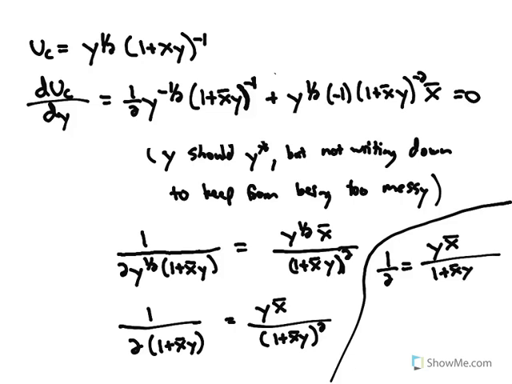And now I want to get my common terms together. Multiply both sides by 2, multiply both sides by 1 plus x bar times y. So I'm going to have 1 plus x bar times y is equal to 2 x bar times y. All right. I subtract x bar times y from both sides. So I have 1 is equal to x bar times y, which means that y, and again, this is y star, so I'm going to bring my star back in finally. And that is going to equal 1 over x bar.